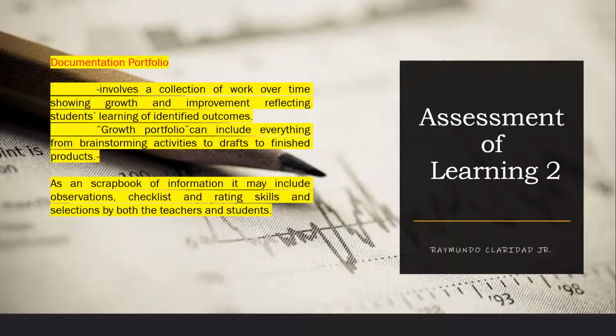A documentation portfolio is to highlight the development and improvement of students' learning during a given period of time. It often contains a range of evidence from the brainstorm list to rough drafts to finished product. So, it includes the best and the weakest of student works and displays changes and accomplishment related to academic performance over time.